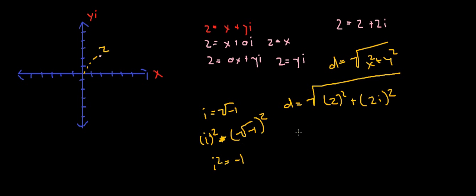And they'll continue, and they'll end up with something like this. So 2 squared is 4, i squared is minus 1, so 4 times minus 1 is minus 4. And they'll end up with something like 0, which is obviously incorrect. This distance is not 0, obviously.